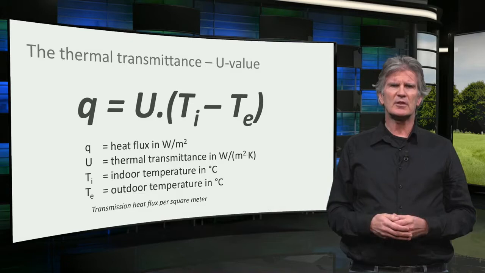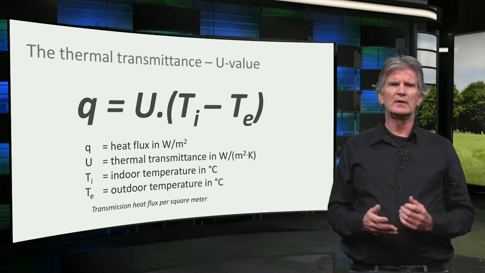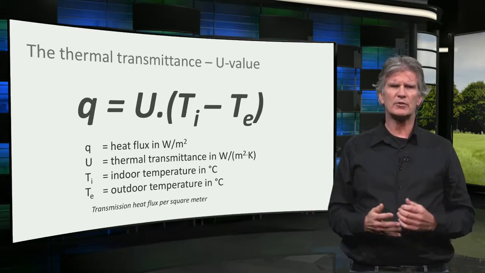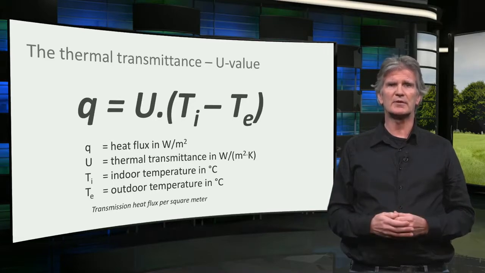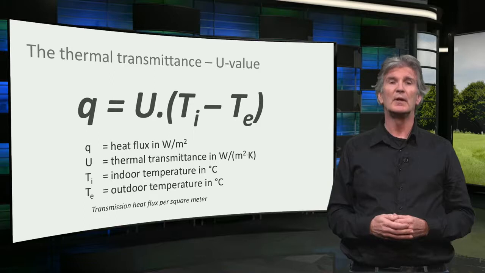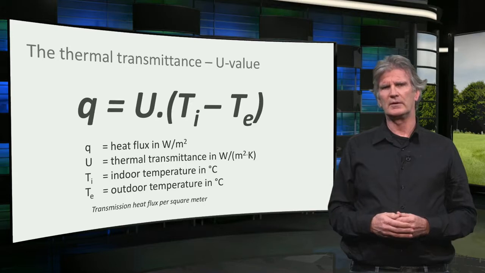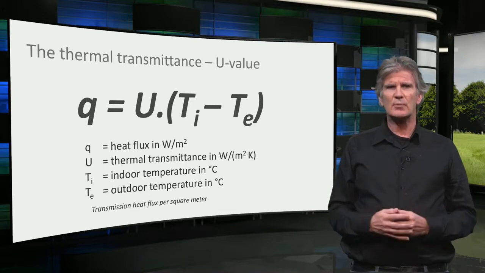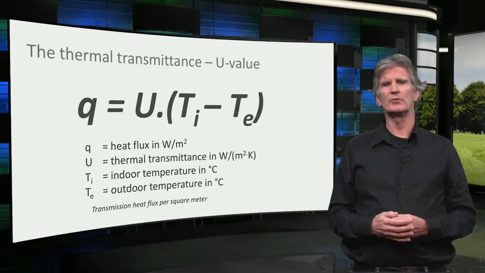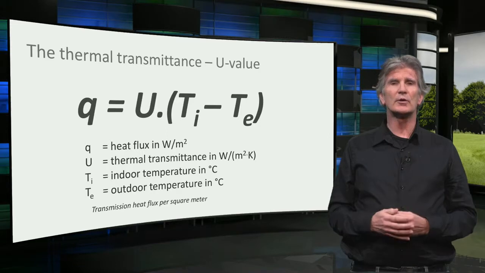The transmission heat loss through a part of the building envelope can be calculated with this formula. The heat flux through the building envelope in watts per square meter equals the U value of the building part times the temperature difference between indoor and outdoor. The U value is the thermal transmittance of the building element, with the unit watt per square meter per Kelvin. This is a very important property of building components. It says how big the transmission loss per square meter is per degree temperature difference between indoor and outdoor. So the lower the U value, the better.